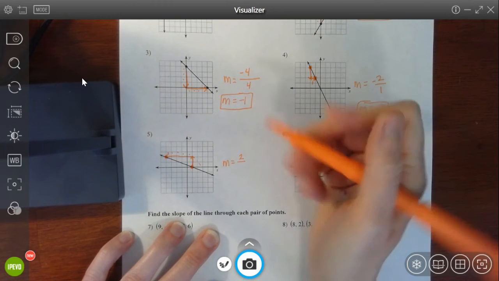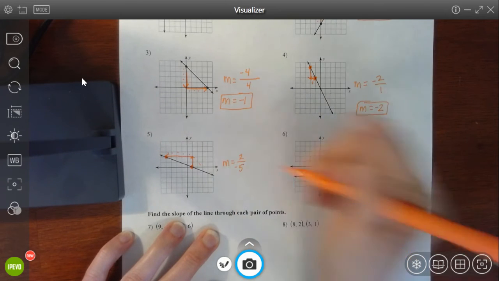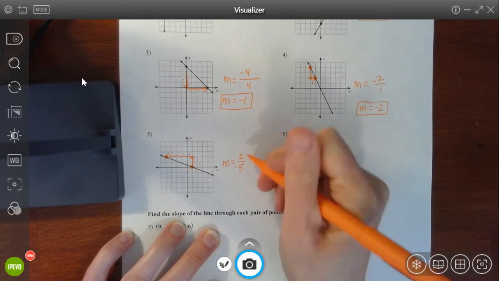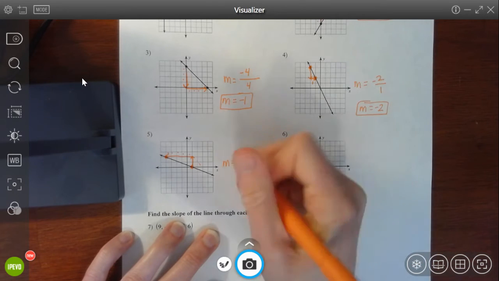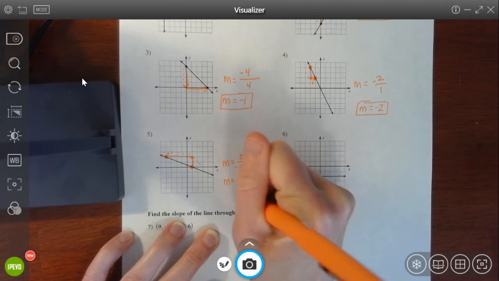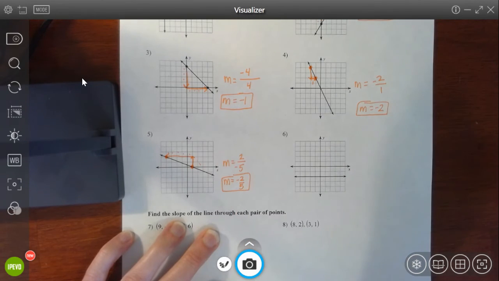So I went left 5 spaces, so I'm going to put a negative there. And if you don't like how that fraction looks with a negative at the bottom, a positive divided by a negative is a negative number. So we can move that negative up to the numerator and say that our slope was -2/5.